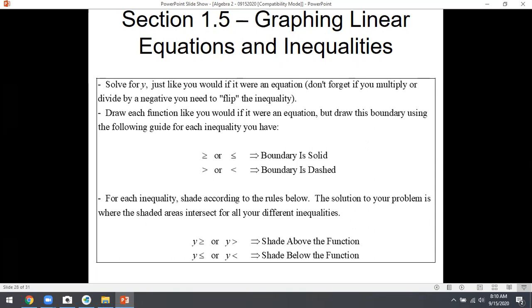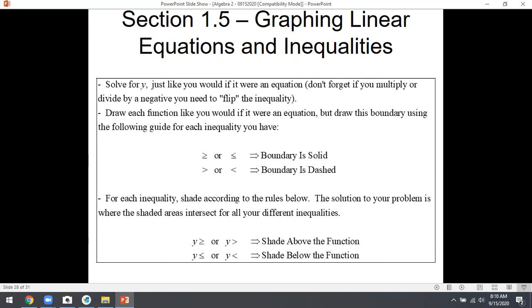The process will be, once you've solved for y, you're going to graph it just like you would graph a line. Y equals something, basically. But the graph itself is either going to be a solid line or a dashed line. It will be solid if there's an equal sign in the inequality. So if it's greater than or equal to, or less than or equal to, you will draw the graph of that function as a solid line, just like normal.